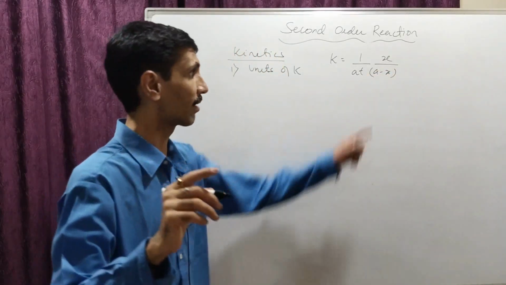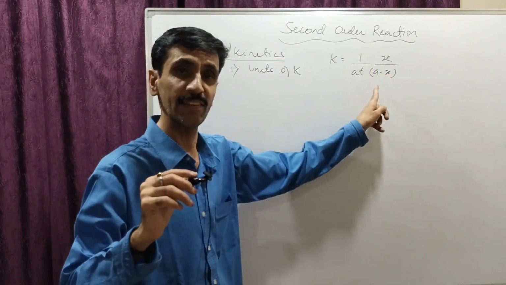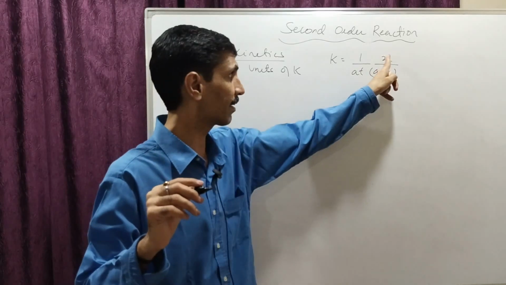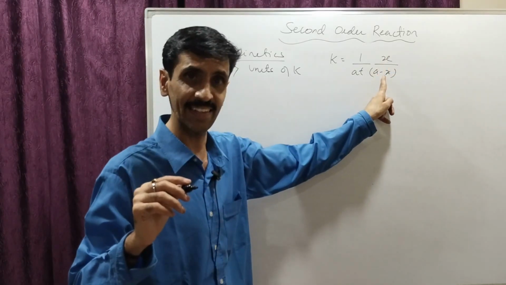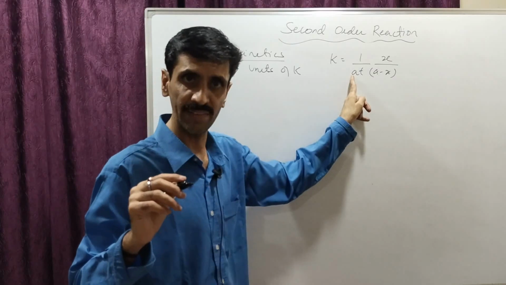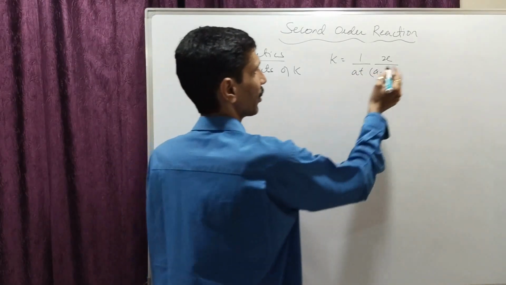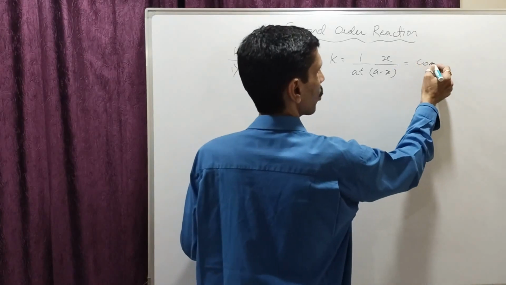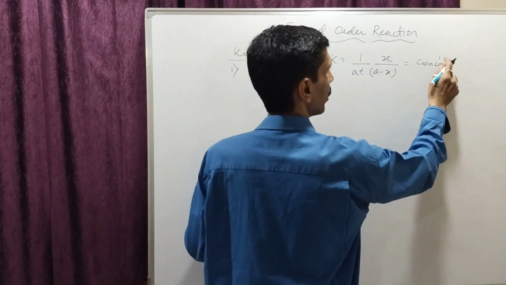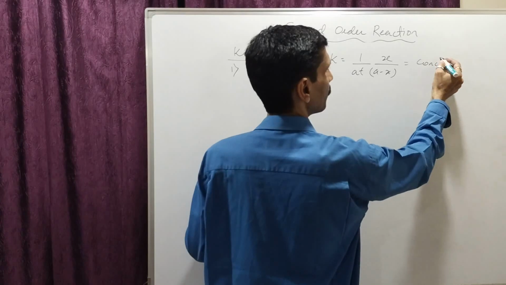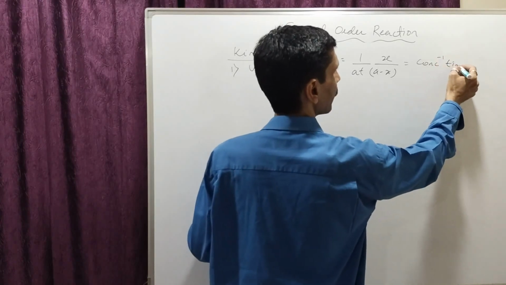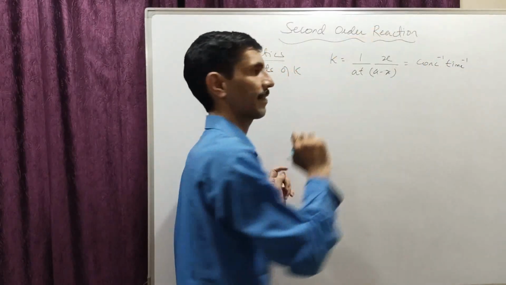Now X is concentration, A minus X is also concentration. So concentration and concentration gets cancelled. A is concentration and T is time. So therefore, the units I can write down as concentration inverse and time inverse. This is the units.